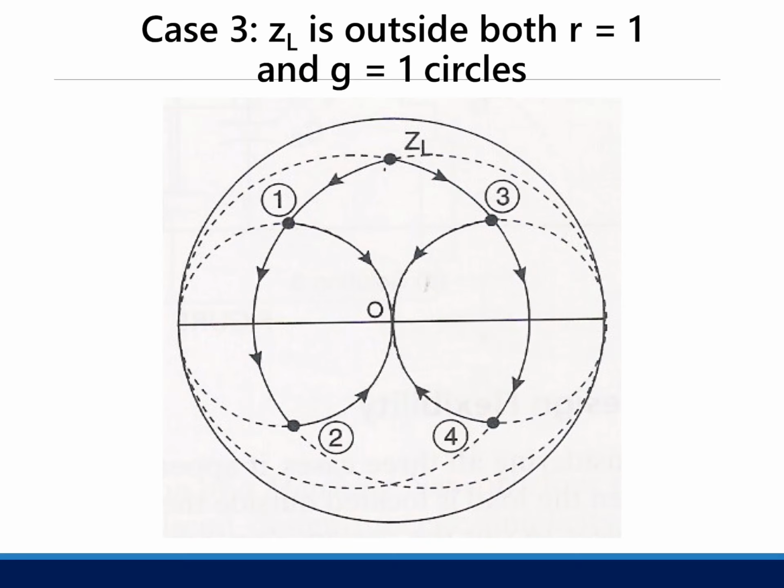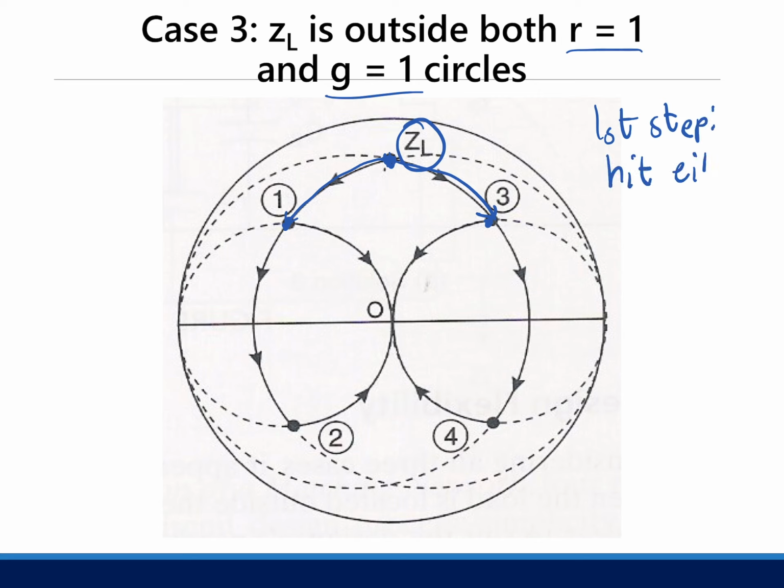And finally, the third case, if your ZL is outside both R equals 1 and G equals 1, you can have any path. Actually, the goal is you just need to make sure that ZL will hit G equals 1 or R equals 1. So that's the first goal. First step, hit either the R equals 1 or G equals 1 circle. Once you've hit them, you're already on the path towards the center of the Smith chart.